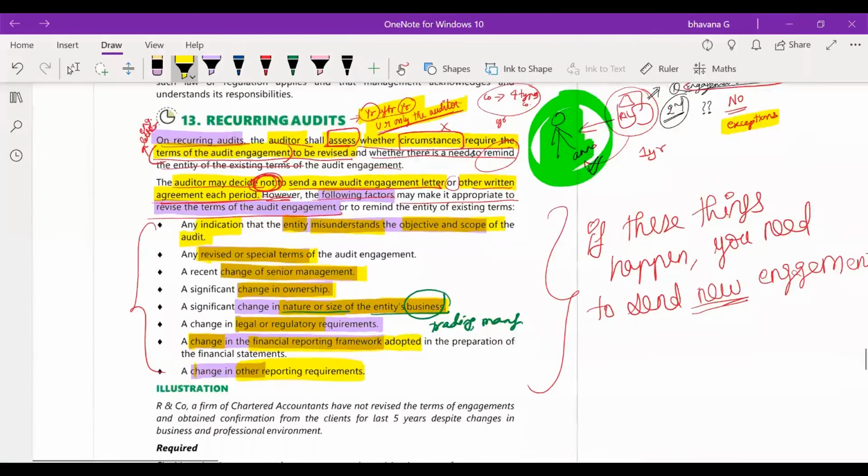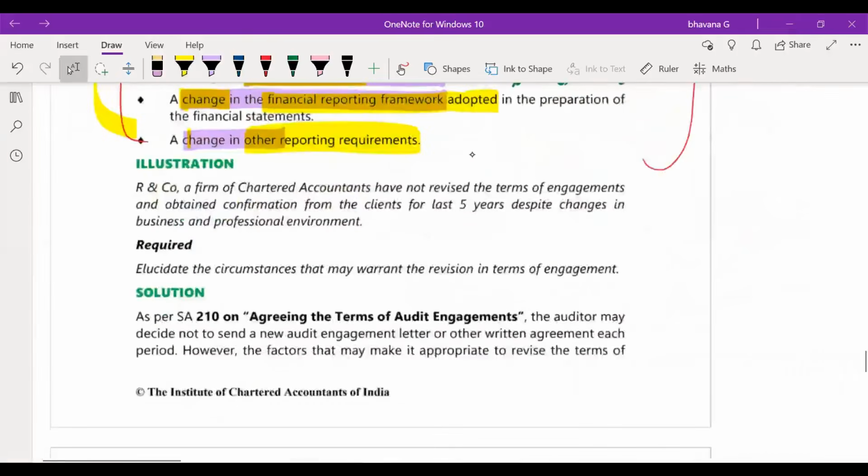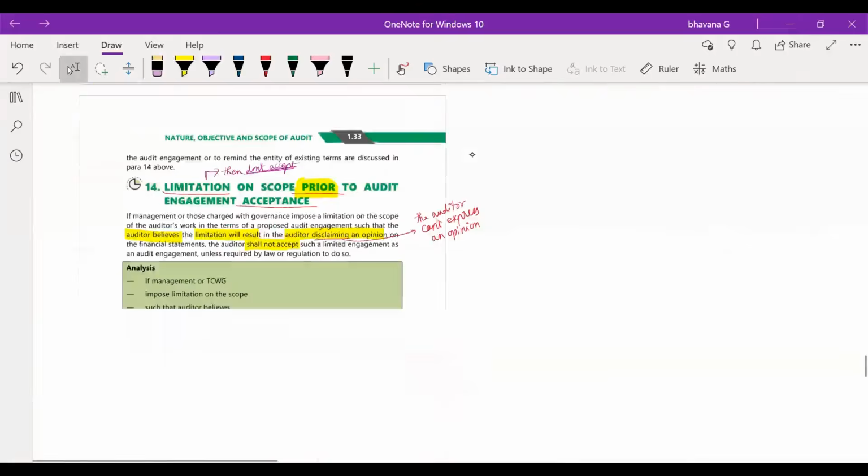Recurring audit means year after year when you are appointed as auditor, you have to see whether you want to draft a new engagement letter or not. If you choose not, then you have to see whether the entity knows that you're continuing with the old engagement letter, and that all the terms and conditions in it are familiar and understood by the entity. If you are going to prepare a new engagement letter, the circumstances when you can do so have been given here. I hope this is clear to you guys.